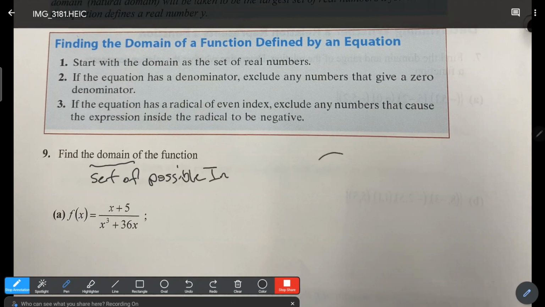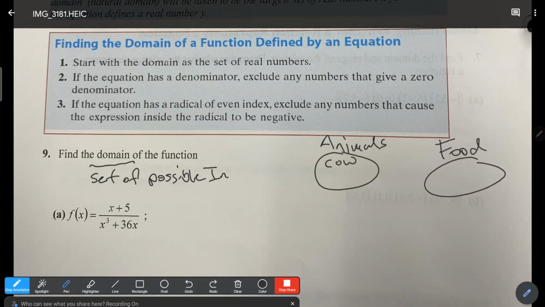Remember, for example, if you have animals and the food they produce, like we talked about before. So you had cows and chickens, and you could do milk and eggs. The function here, the domain is animals, and the range would be food.